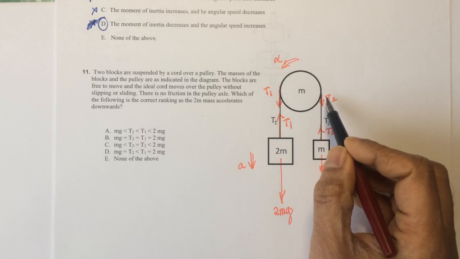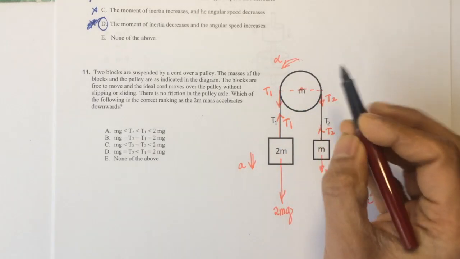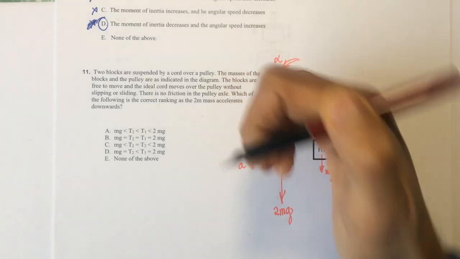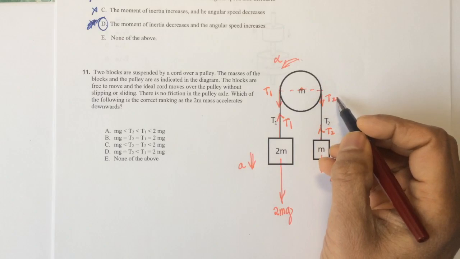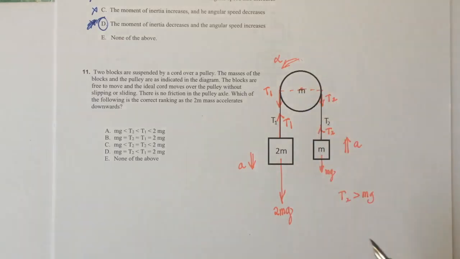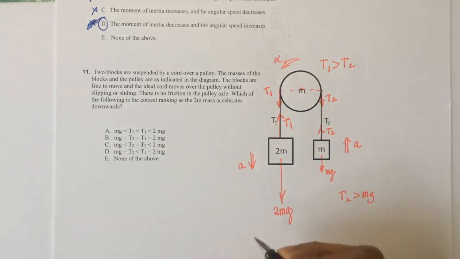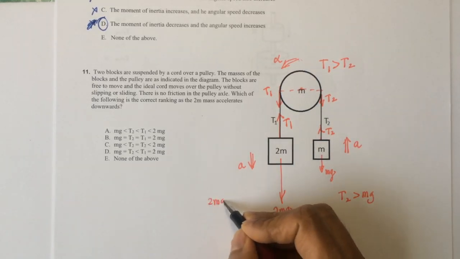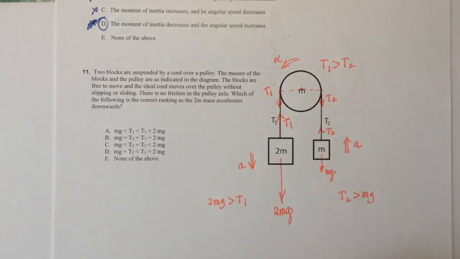I know that T1 must be bigger than T2 because the torque must be in this direction. So T1 times R minus T2 times R must be equal to I alpha. So T1 must be bigger than T2. And I also know that 2mg must be bigger than T1 because this is ultimately dragging the whole system. So that's the order, and let's see which one satisfies that.